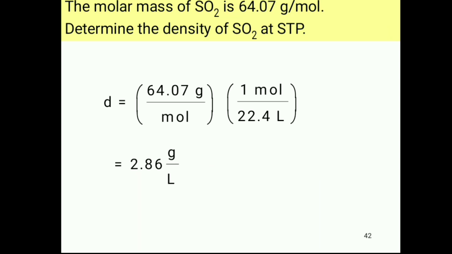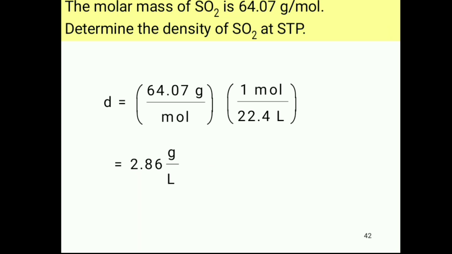The molar mass of sulfur dioxide is 64.07 gram per mole. Determine the density of sulfur dioxide at STP. So we have here the density: 64.07 molar mass multiplied by the ratio 1 mole per 22.4 liters.